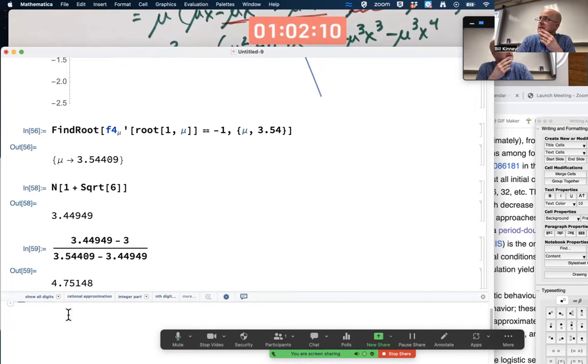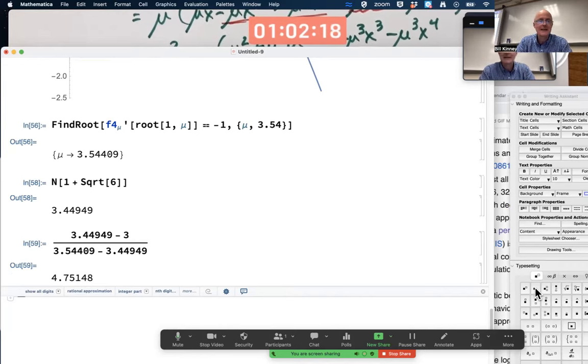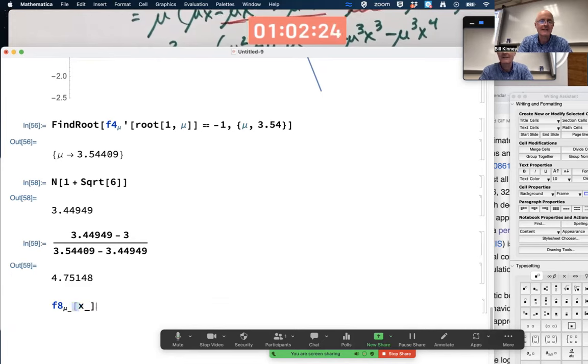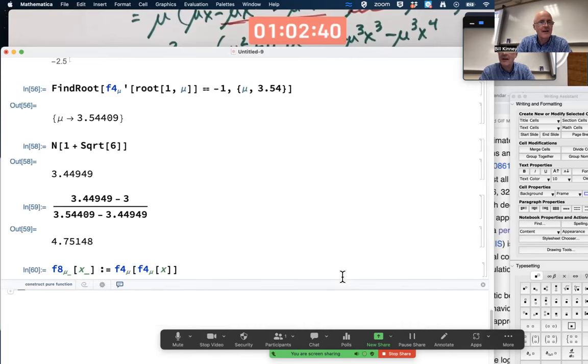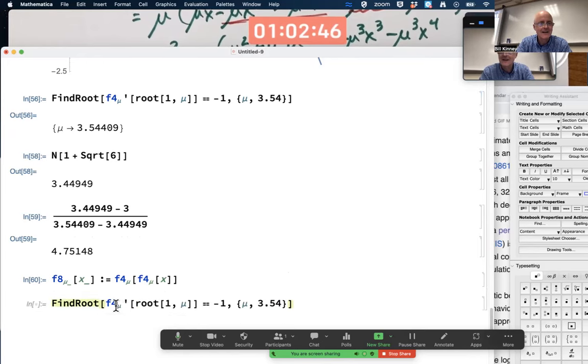Here, I try to find the next bifurcation value. Let me try. Okay. I'm not sure if it's going to work. F8 mu of x is F4 mu composed with itself. I can type. Can I do this kind of thing with F8? Mu is slightly bigger than 3.54. How much bigger?